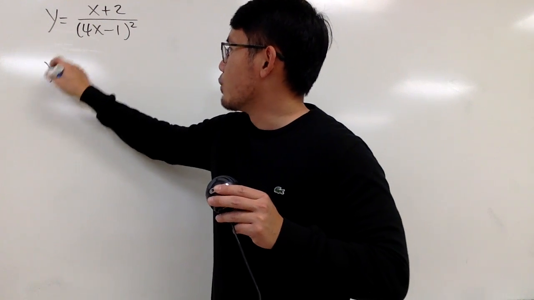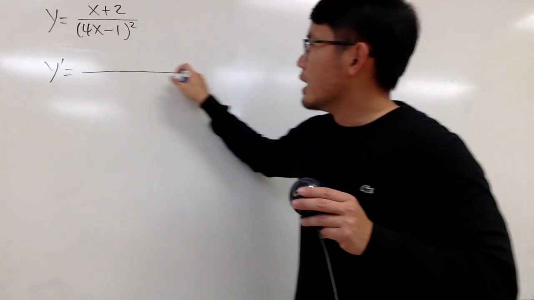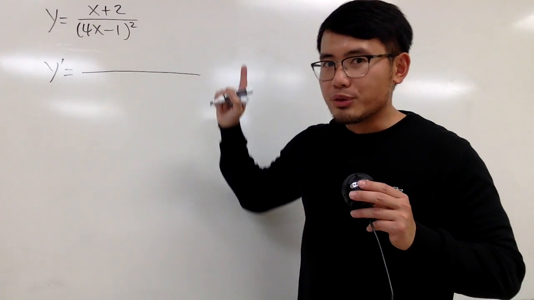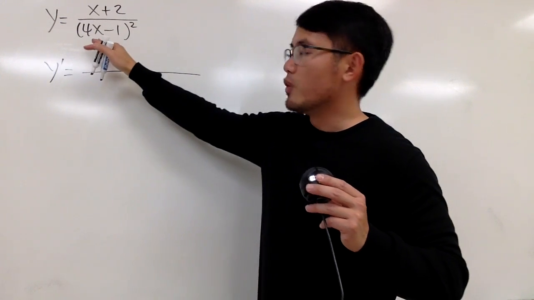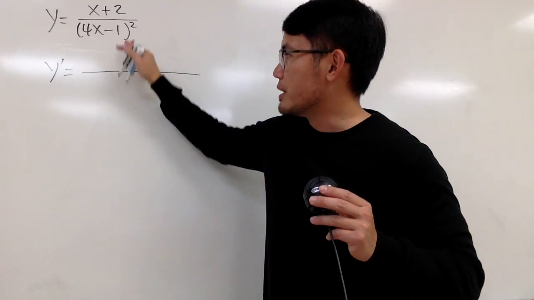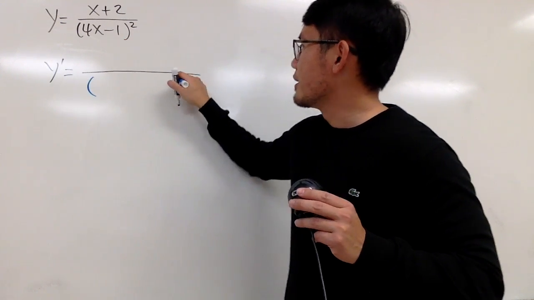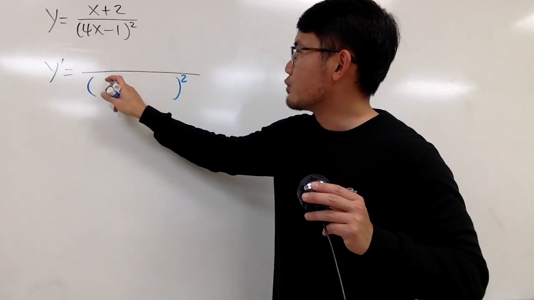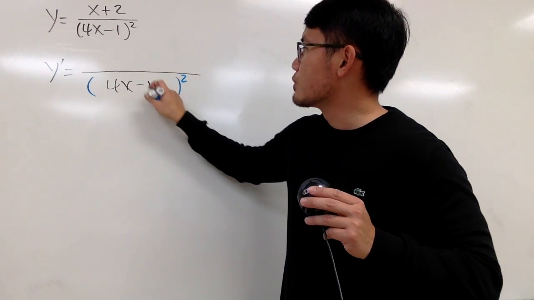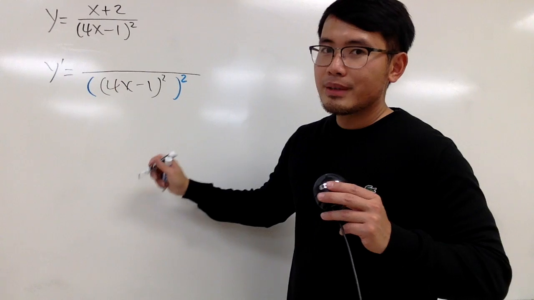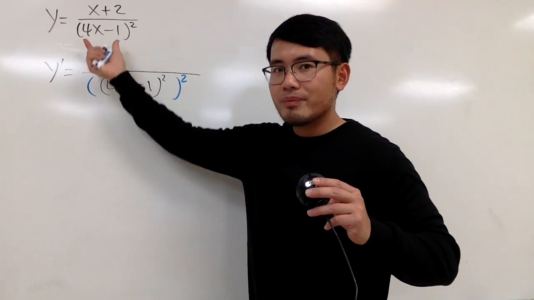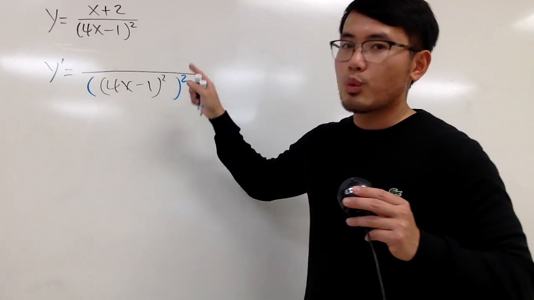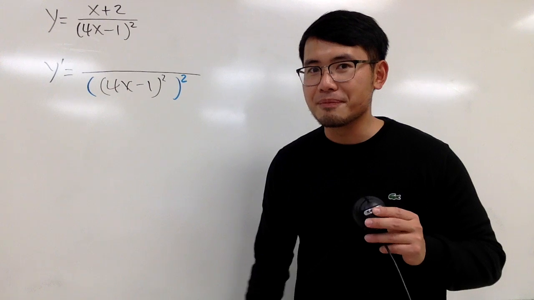First of all, let's write down y prime, and this is equal to, when we start with a fraction, we are going to end up with a fraction, and before we forget, let's put the denominator right here, and we are going to square that. And don't forget, this right here stays as (4x - 1) squared. So this square is from the original, and then the quotient rule says we have to square the denominator. So that's what we have.